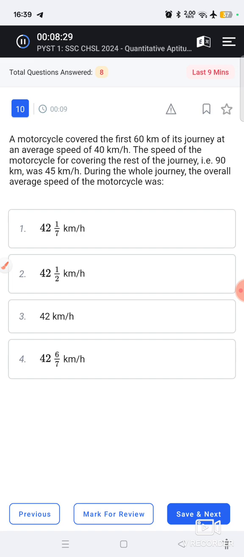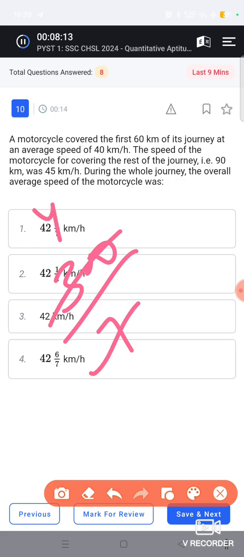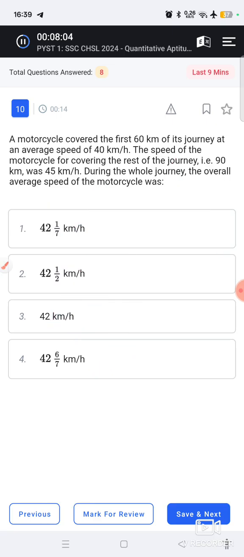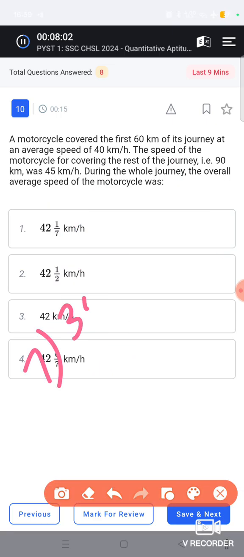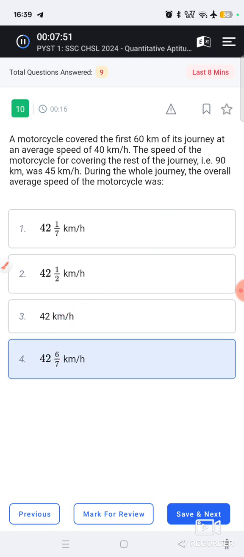42 6 by 7. Just a second. 300 divided by 7 means 42 6 by 7. 7 fours are 28, 20, 7 twos are 14, 6. Okay, this is the answer.